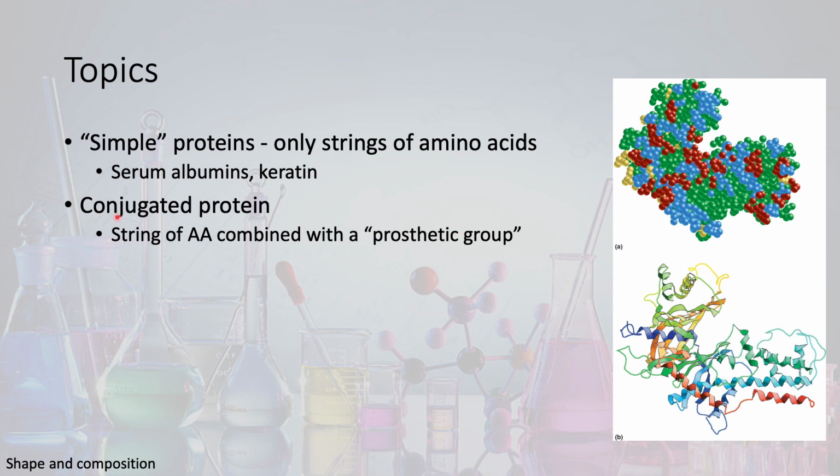Again, we've discussed these, so I won't spend too much time talking about them. A string of amino acids can be combined with a prosthetic group, or a small covalent structured molecule that changes its shape or gives it extra function. Hemoglobin is an example of this. The heme group, or heme prosthetic group, is added to that string of amino acids to allow it to carry oxygen.